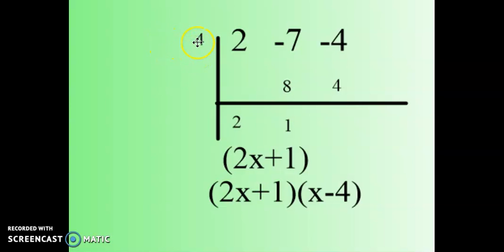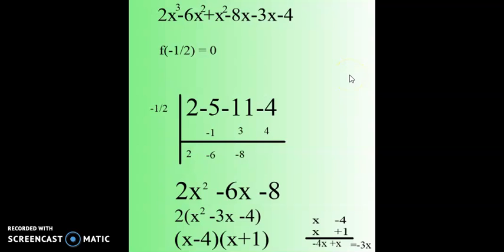So then I will use 4, divide it into 2x squared minus 7x minus 4, where I only use the coefficients. Bring the 2 down. 4 times 2 is 8. Difference between the 2 is positive 1. 4 times 1 is 4. Give me 0. So this will leave me with 2x plus 1.